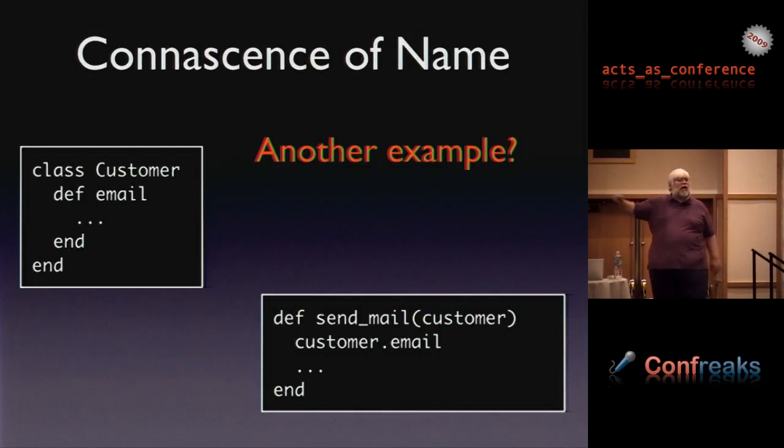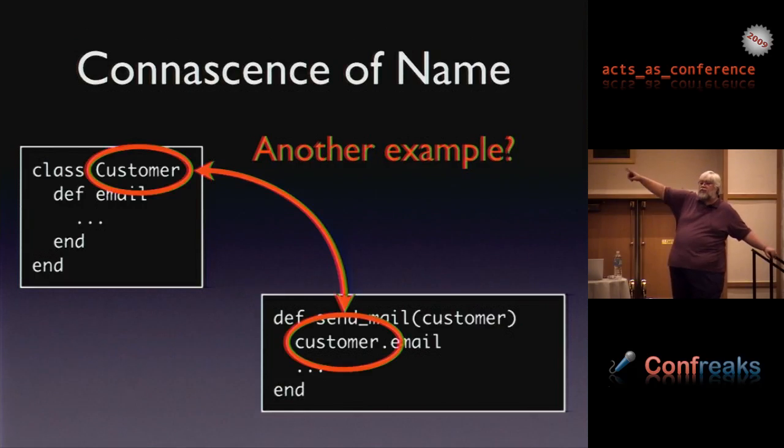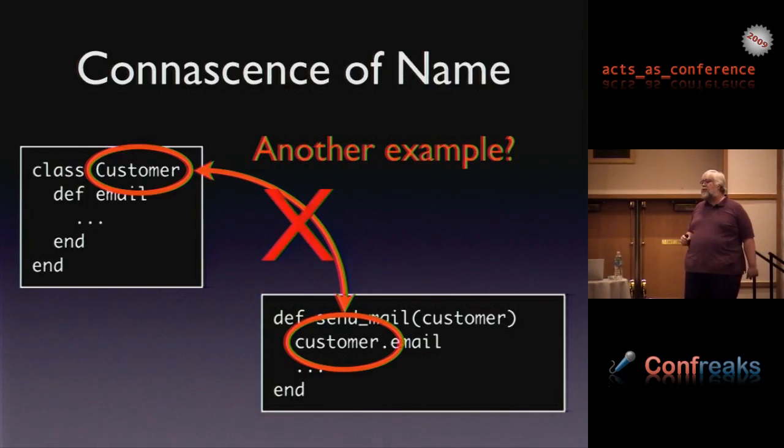Okay, is there any other kinds of kinesis in this example? Customer. These two right here? Actually, I will say no. If I rename customer, will the other code stop working? No. So actually, there is no kinesis of name in this particular example.